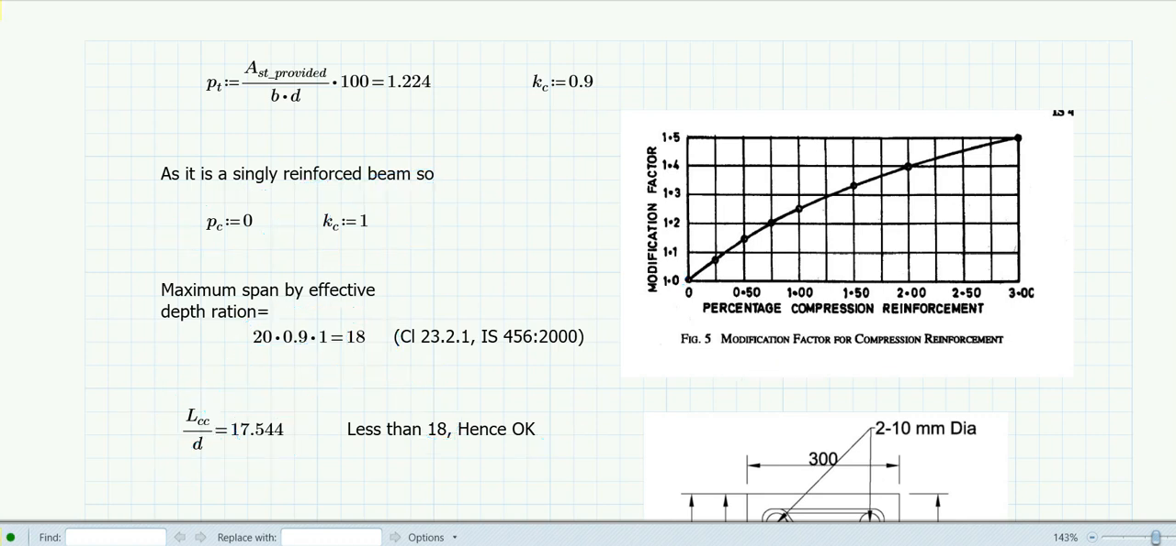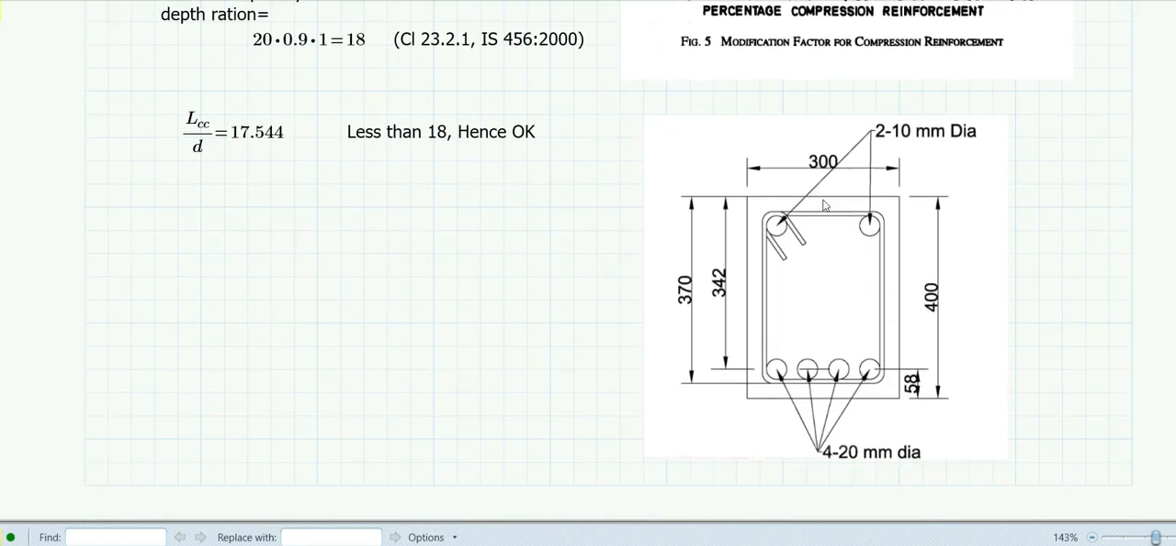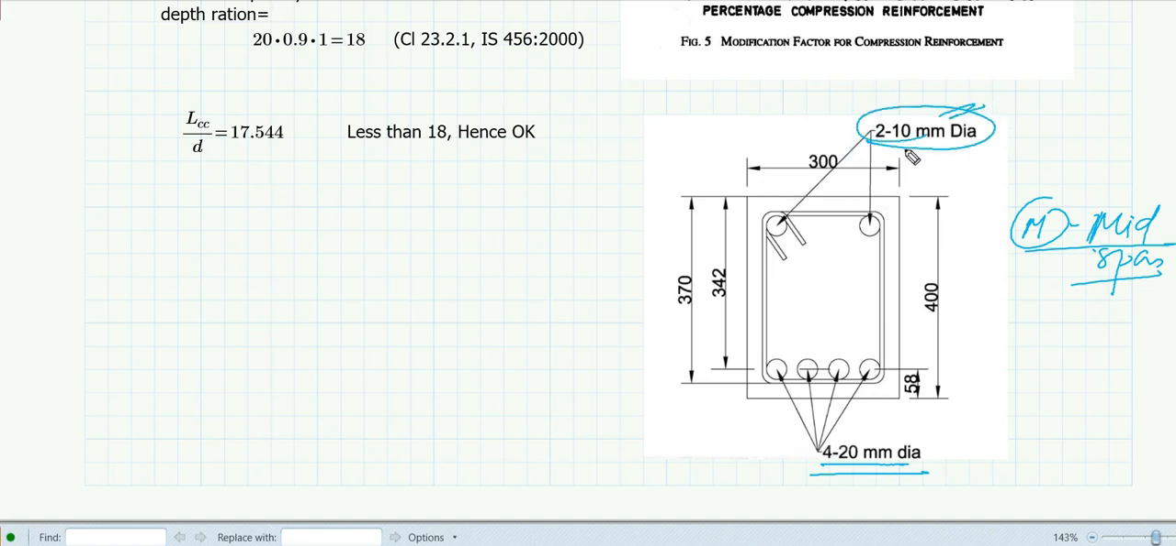Now you can see here the actual drawing of the cross section of the beam at the mid span. At the mid span we need 4-20 mm bars at the bottom, because of the moment we calculated at the mid span, and 2-10 mm bars at the top. These are only holding bars. We have not designed for them; they are just provided for holding the stirrups.